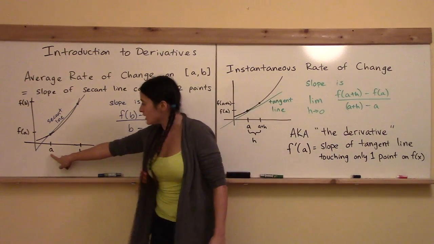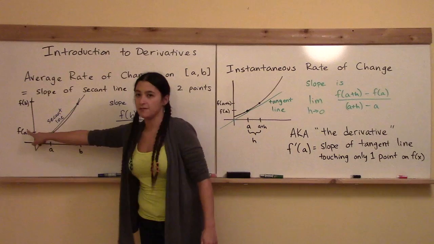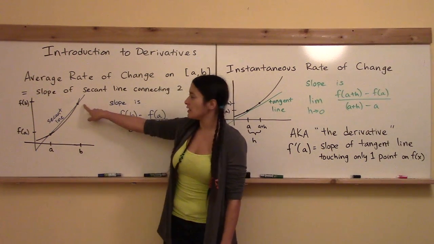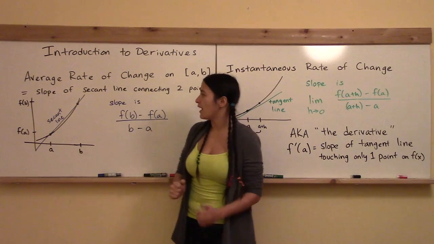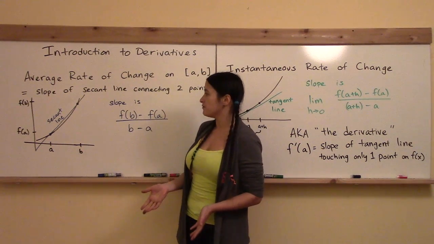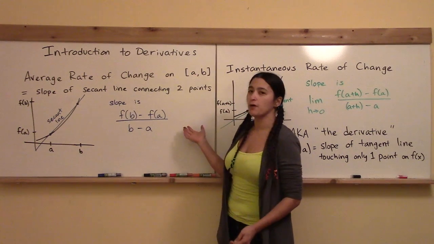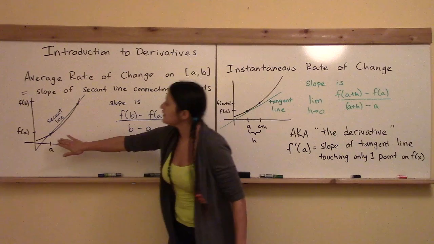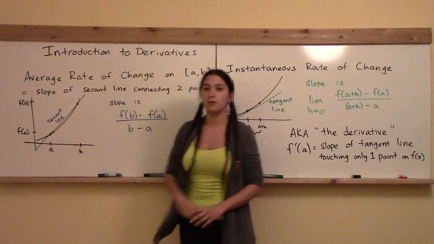Here's x is equal to a, and here's f of a, which is the point on the graph. Here's x is equal to b, and here's f of b, which is that point on the graph. The average rate of change over that interval is going to be the slope of what we call the secant line. The secant line is this blue line that I've drawn that connects the 2 points.